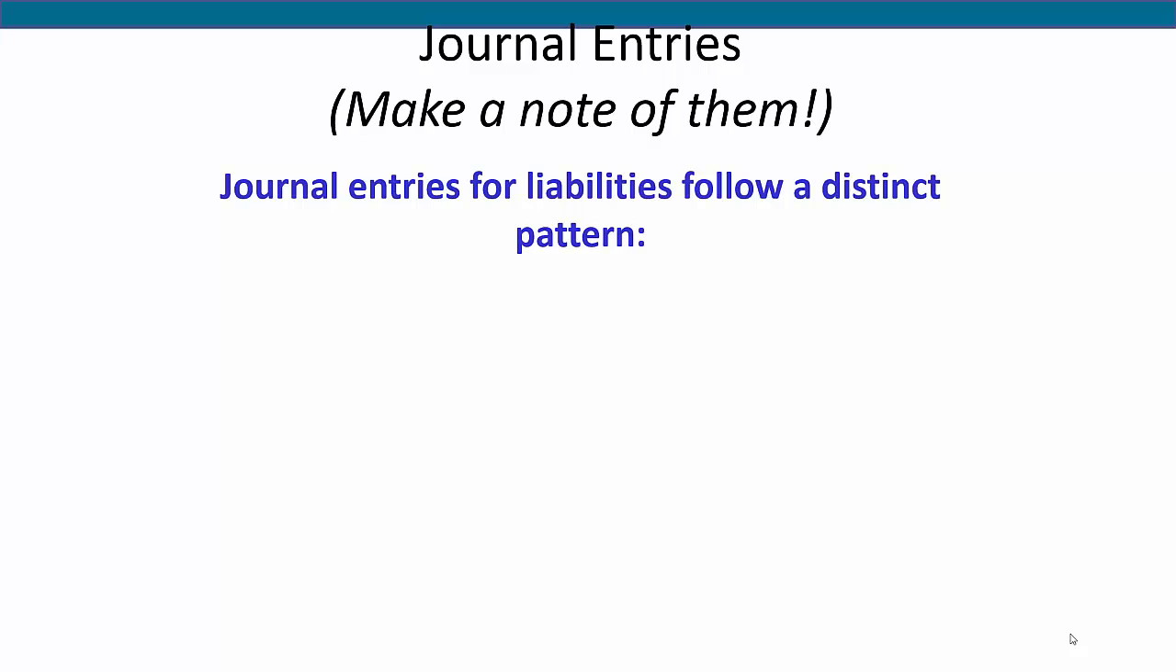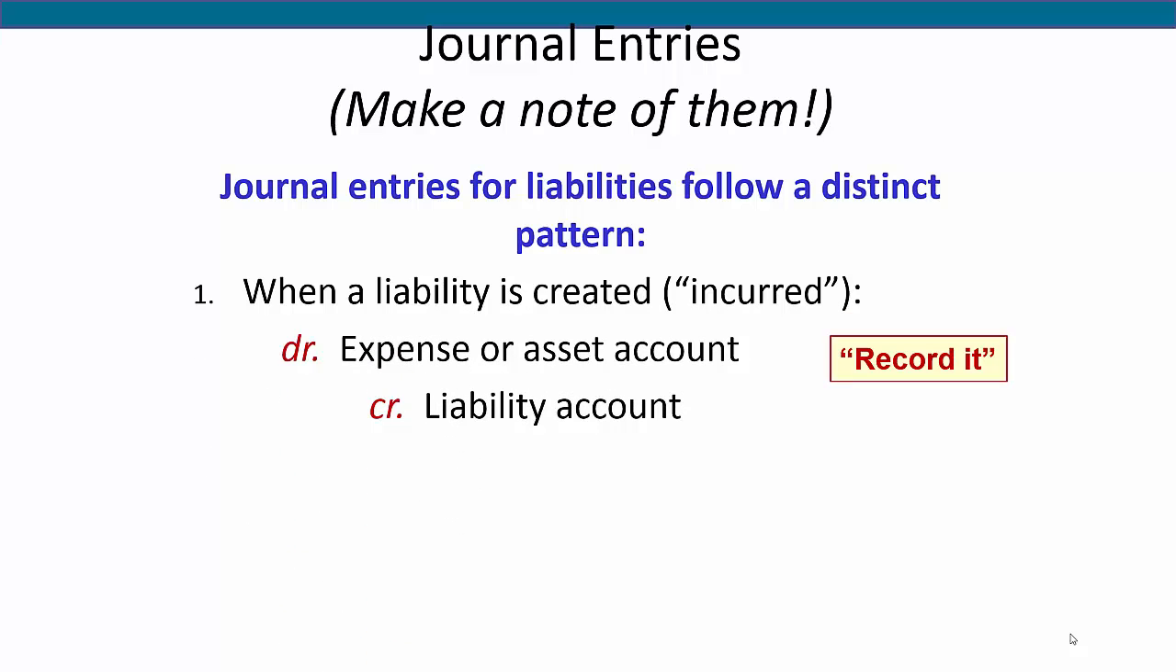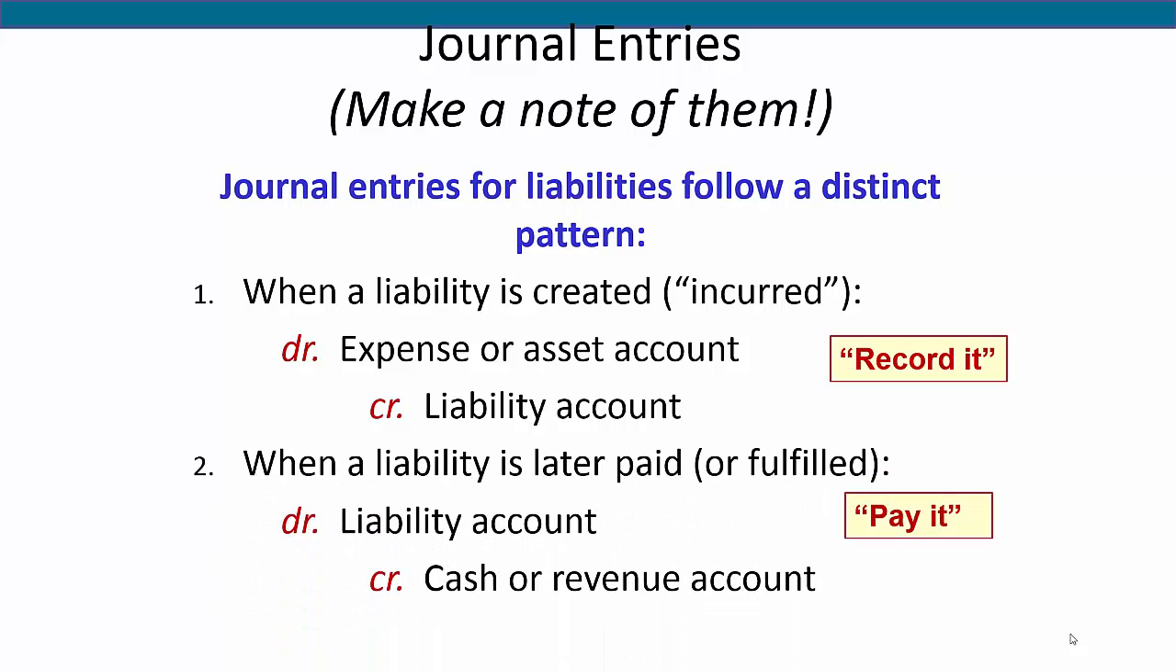In general, the accounting for liabilities requires 2 types of journal entries. The first entry is made to record the liability when we receive goods or services without paying for them or receive money before doing anything to earn it. The second entry is made to reduce the liability when we pay it in cash or do something to earn the money that we previously received upfront.